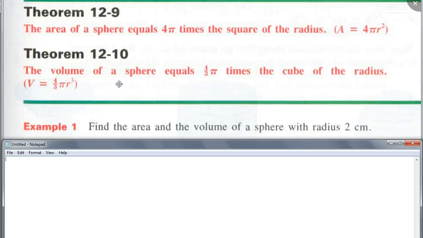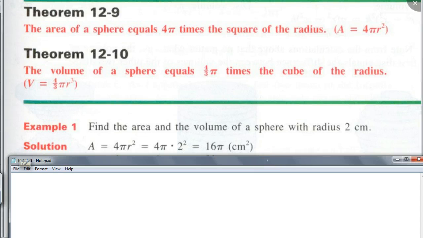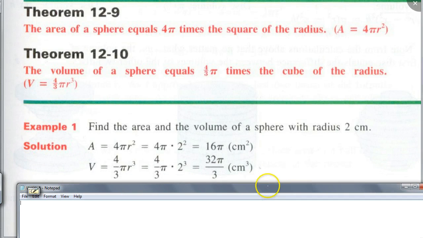How about Brandon? It says find the area, so give me the surface area. What did you get? 16 pi, you are correct. You just do 4 pi times the radius squared. Who's got the volume for this? How about Hannah? 32 pi over 3 is correct.